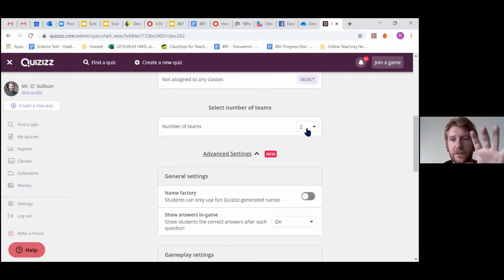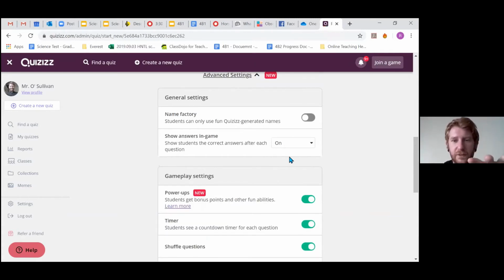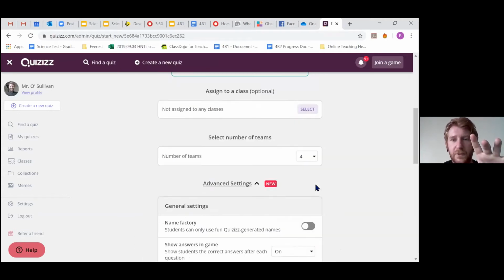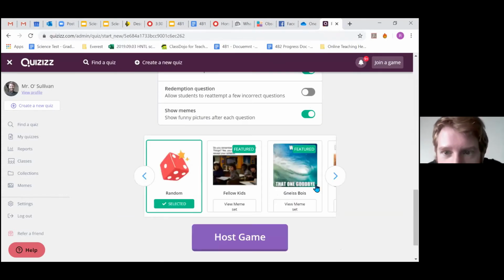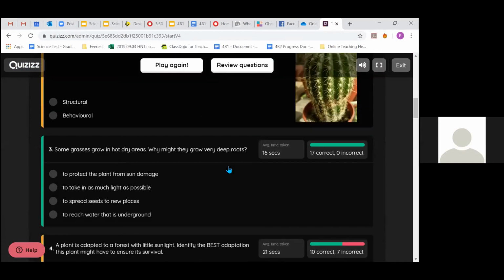Number of teams, let's go four. Advanced settings: name factory, show answers in game on, power-ups on, timer, shuffle questions, redemption questions, show meme. Right, there's nothing here to say pause, okay? So as soon as this goes, it'll be fine. There are 17 questions, let's go. Okay, that was the most difficult.